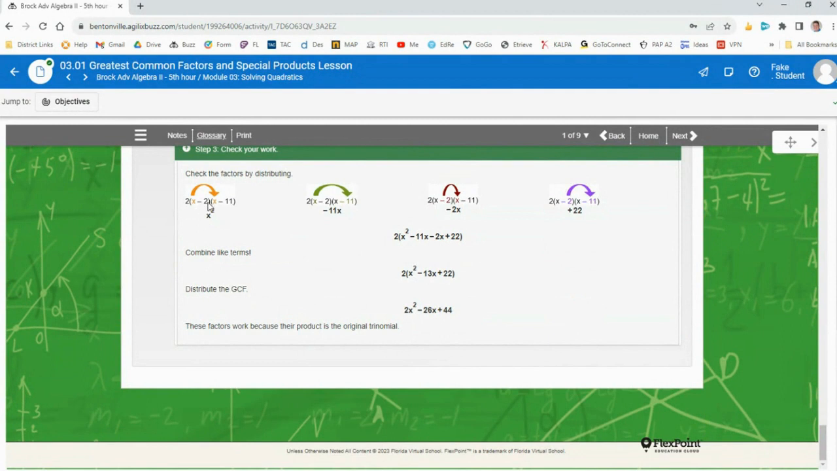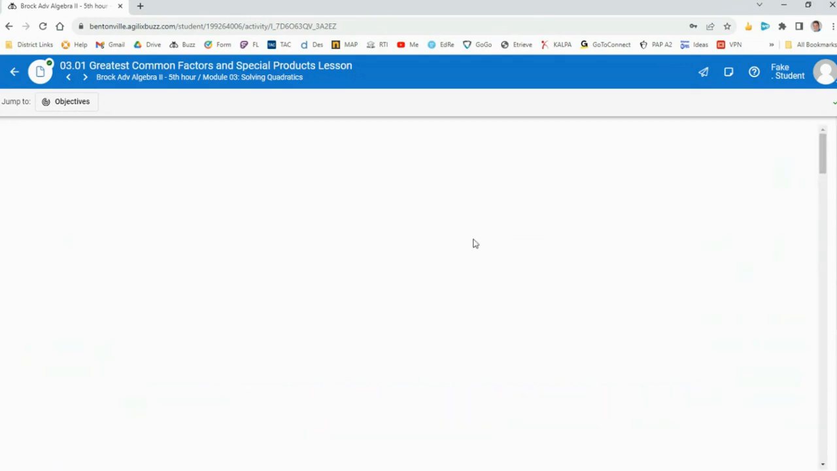They multiplied the two factors together before they multiplied the 2. They left the 2 outside. So you get back to the original polynomial. Okay, let's see what else they're doing here. Greatest common factors.